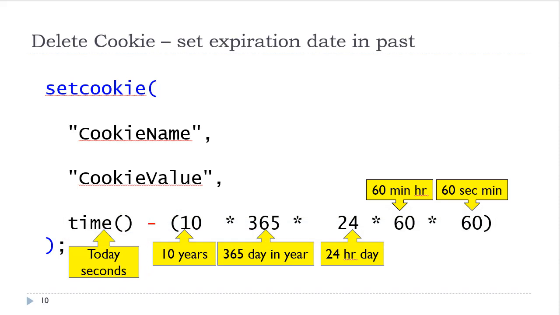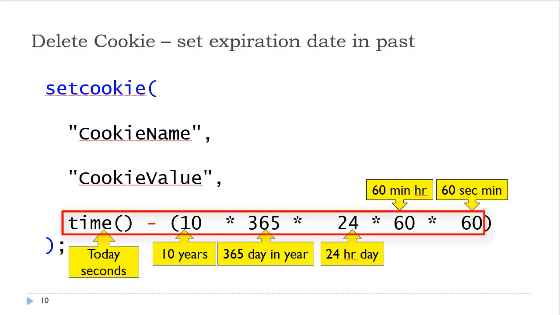Should you wish to delete a cookie, there is no function for that. How you actually do that is to set the expiration date at any time in the past. Now, I am using the same 10-year formula to set it 10 years in the past. However, I can set it 10 seconds in the past, and that will work just as well.